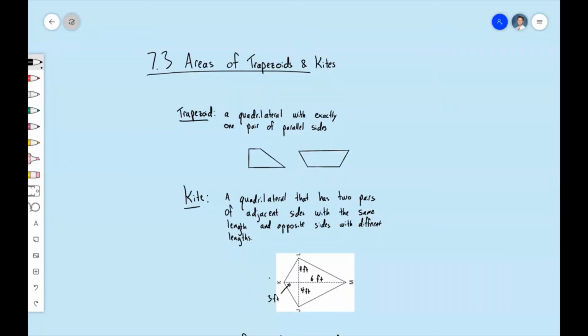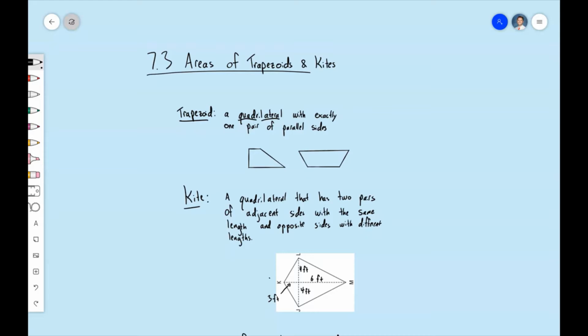Today's video, we're going to look at finding areas of trapezoids and kites, as well as looking at finding the area of a composite figure, which we will see in a little bit. So first of all, a trapezoid is any quadrilateral with exactly one pair of parallel sides. Just as a reminder, a quadrilateral means four-sided figure. Quadra being four, lateral meaning side. So quadrilateral means it has four sides.